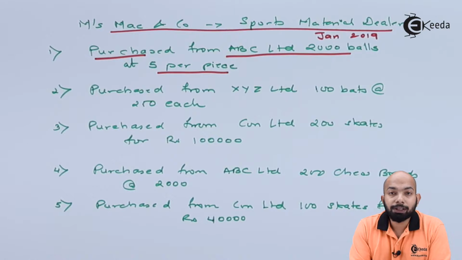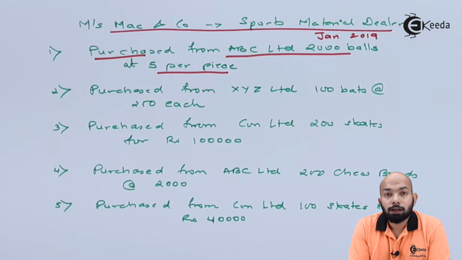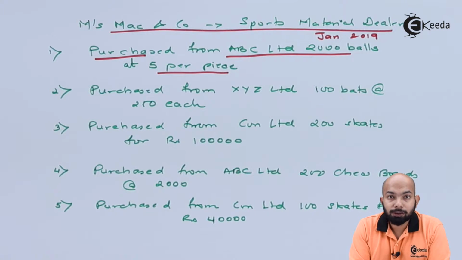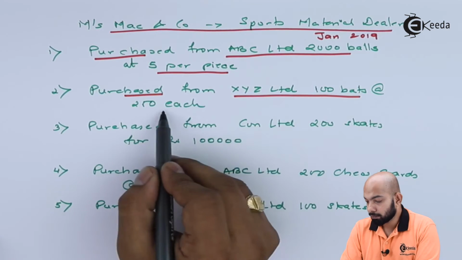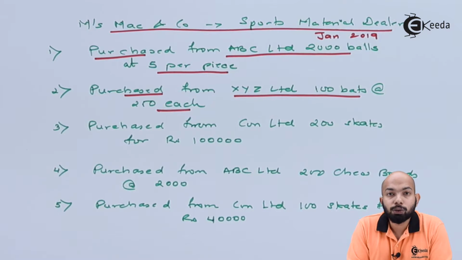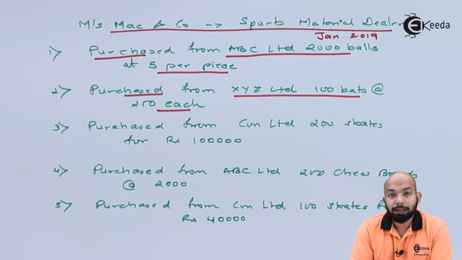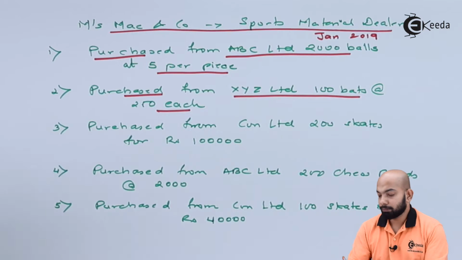Purchase from ABC Limited, 2000 balls at rupees 5 each per piece. That means 2000 balls were taken on credit from Messrs ABC Limited at rupees 5 each. Hence, we have to record this transaction as this is a part of credit. Next transaction refers to purchase of 100 bats from Messrs XYZ Limited at rupees 250 each. Let's go on to the third transaction.